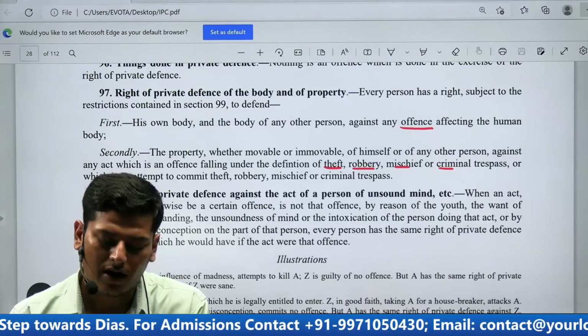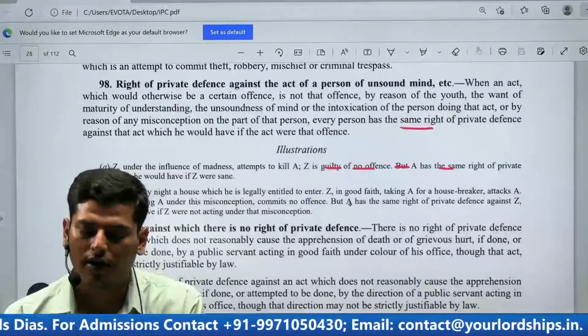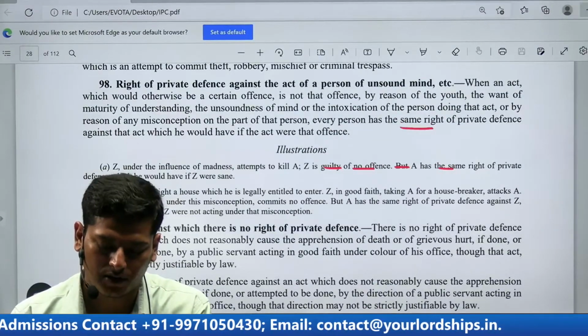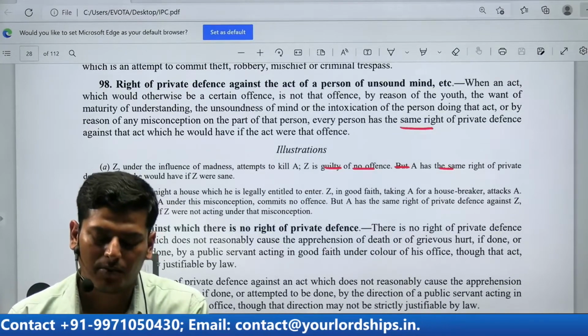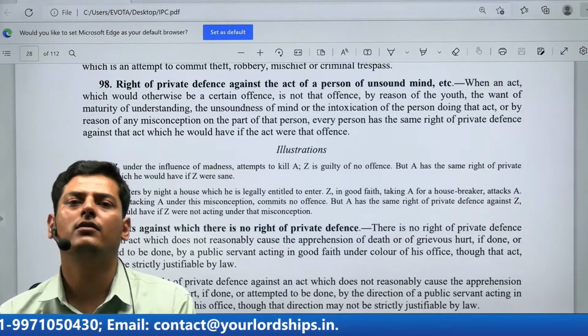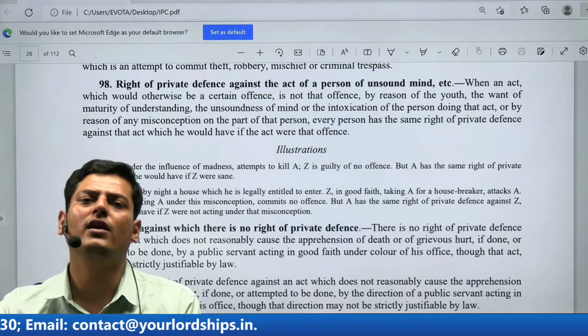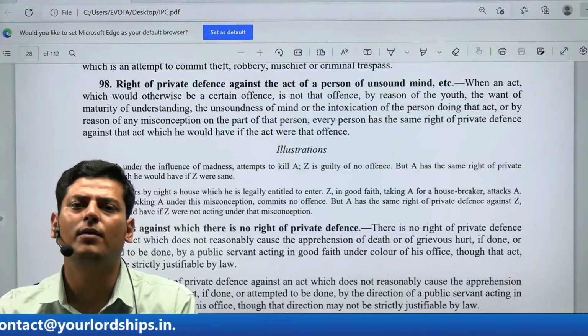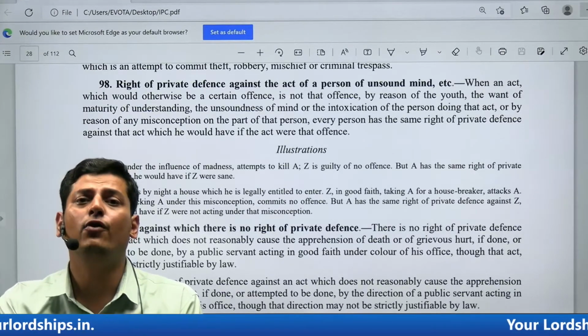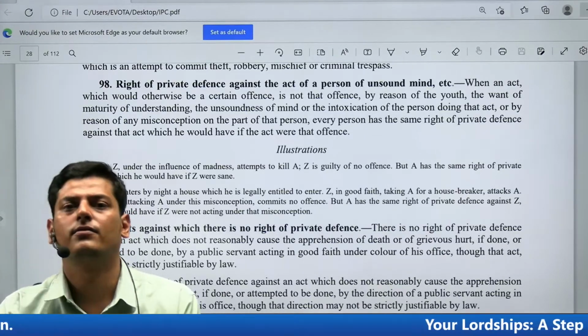What will be the scenario, as we already are studying general exceptions? General exception में अगर कोई unsound person who is incapable of knowing the nature of consequences of his act is committing that act, section 84 says that nothing is an offense.